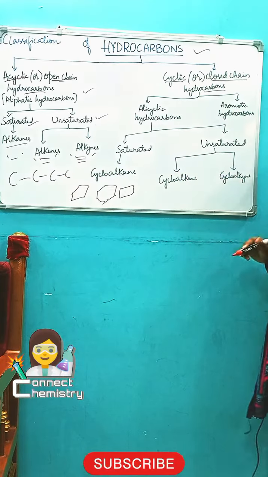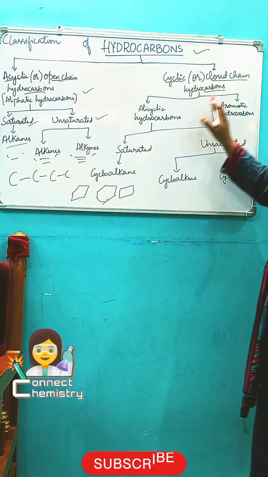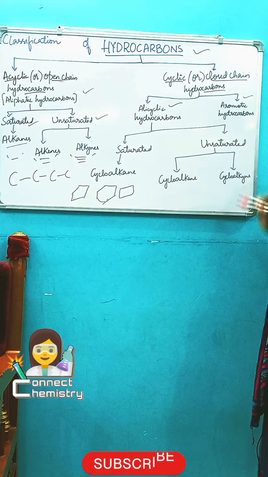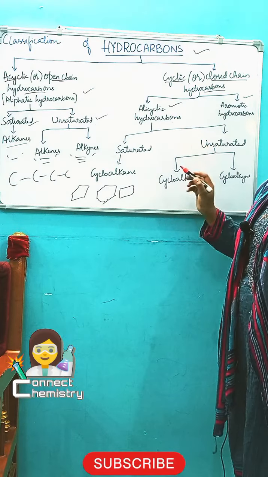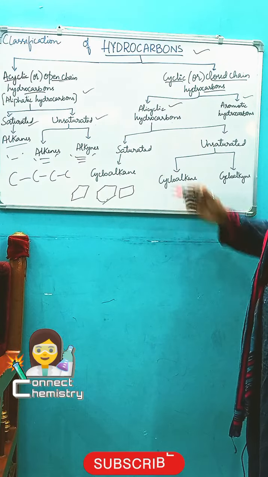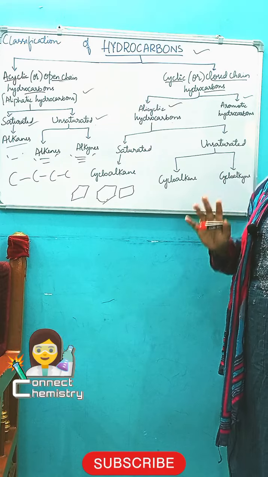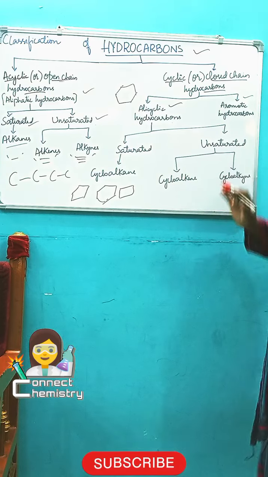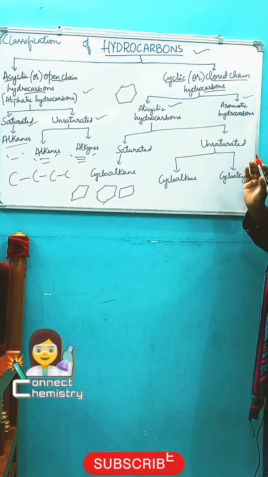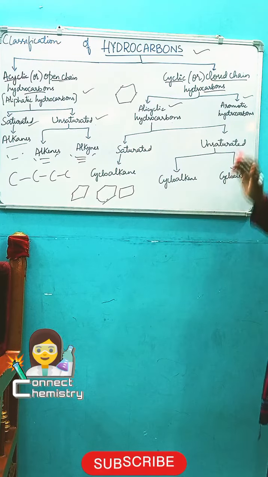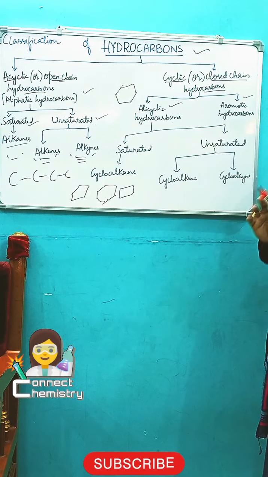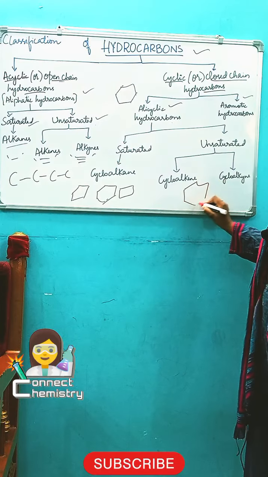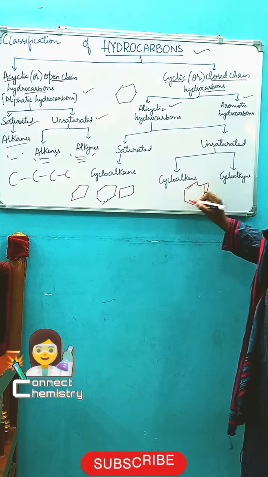Now moving on to the cyclic or closed chain hydrocarbons, it is further divided into two types, that is alicyclic hydrocarbons and aromatic hydrocarbons. Alicyclic hydrocarbons are the arrangement of carbons where they do not have alternate double bonds. They are closed structures but they do not have alternating double bonds. But whereas in aromatic hydrocarbons, also known as arenes, we will be seeing alternate double bonds. An aromatic example is benzene, where benzene has alternating double bonds.